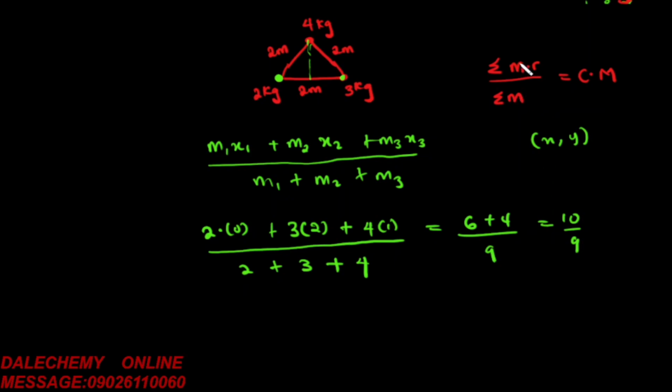And don't forget, even by merely looking at this formula, mass will cancel mass. So your answer will be in meters, and that's going to be on the x-axis. So when you divide 10 by 9, that will give us 1.1 meter. So your coordinate for the center of mass will be 1.1 meter for x.